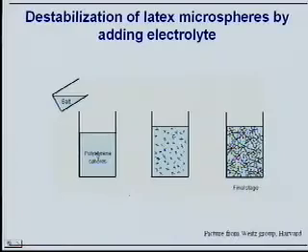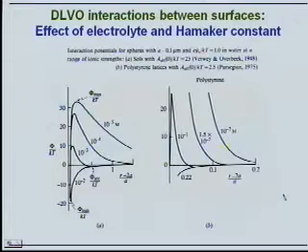Now, this is what I have been telling you so far. You take a suspension, you add electrolyte, screening of the electrostatics, and then the suspension is going to start aggregating. You have certainly seen similar phenomena. We're going to discuss some biological consequences of that, but in any case, it's going to start aggregating. Now, how does the electrolyte and the Hamaker constant affect the interactions? These are theoretical curves when you increase the electrolyte.